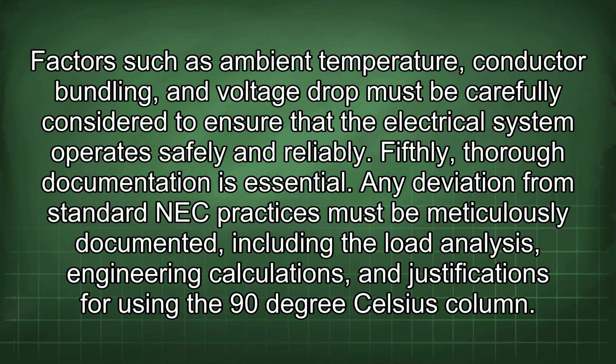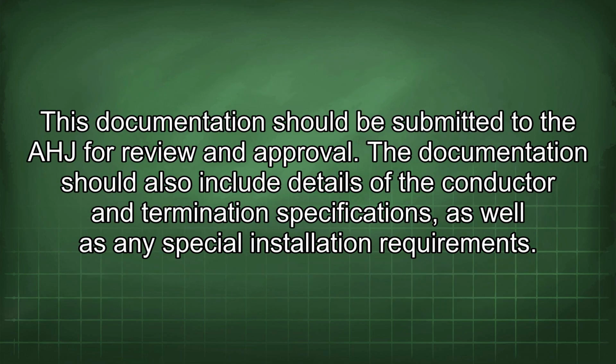operates safely and reliably. Fifthly, thorough documentation is essential. Any deviation from standard NEC practices must be meticulously documented, including the load analysis, engineering calculations, and justifications for using the 90 degrees Celsius column. This documentation should be submitted to the AHJ for review and approval. The documentation should also include details of the conductor and termination specifications, as well as any special installation requirements.